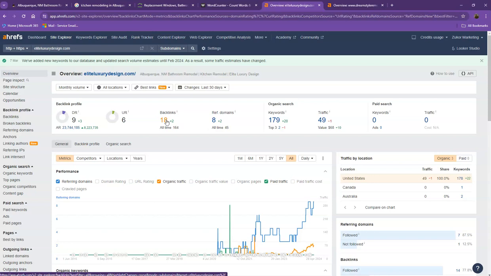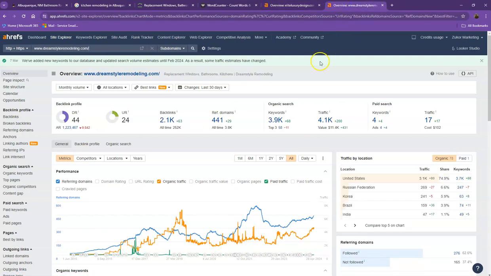And one important thing that I need to discuss about backlinks and referring domains is that this actually needs to be a 2-to-1 ratio. So these 18 backlinks that you have, these are the spammy backlinks, and the rest, or these 8 referring domains that you have here, these are what we call the good or strong backlinks.